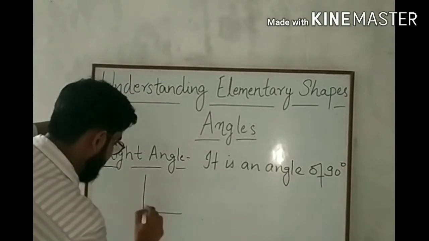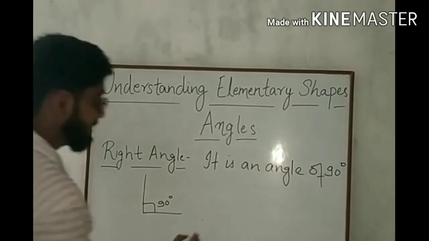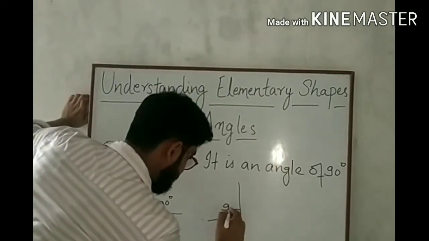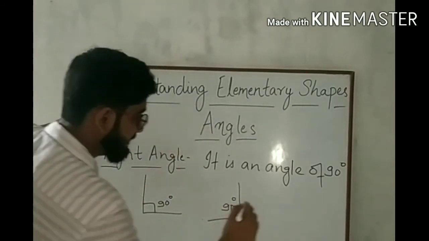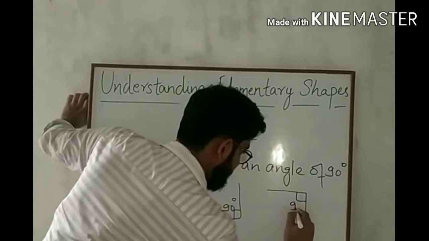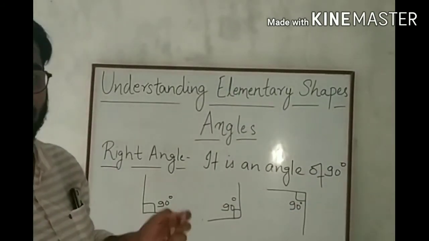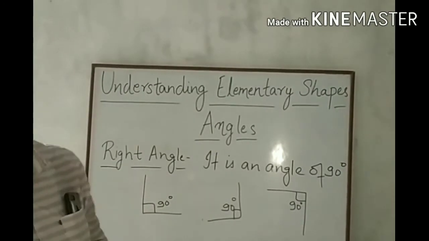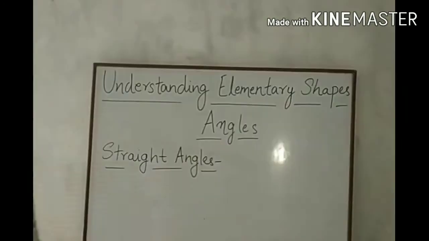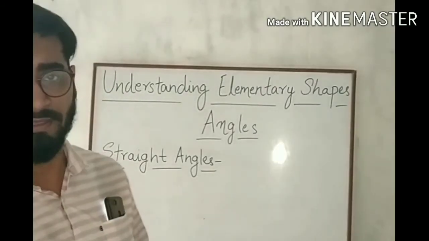It can be like this, but don't always judge by its shape. It can be like this also, 90 degrees. It can be like this also. So don't judge by its shape. Its angle should be 90 degrees. If the angle is of 90 degrees, then it is a right angle. Any problem?